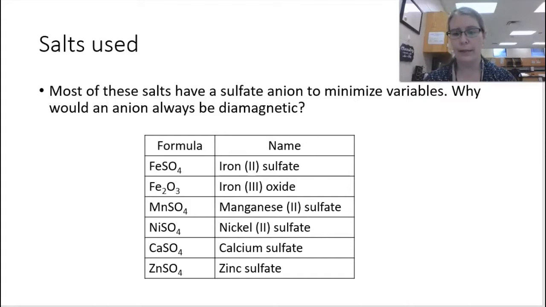But if we think about it, why would an anion always be diamagnetic? You're right. When we make an anion, we're adding electrons to fill those empty spots in orbitals. So in an anion, all of the electrons should have a pair, and it would be diamagnetic.